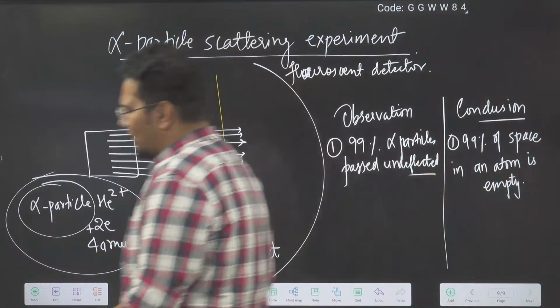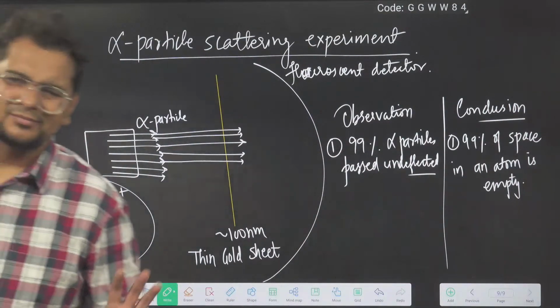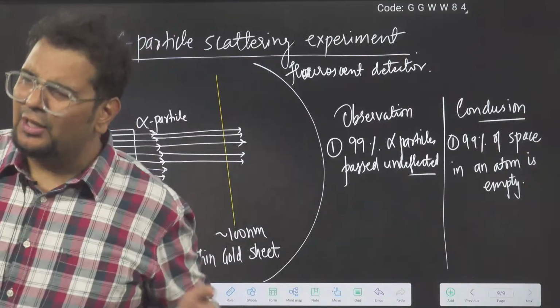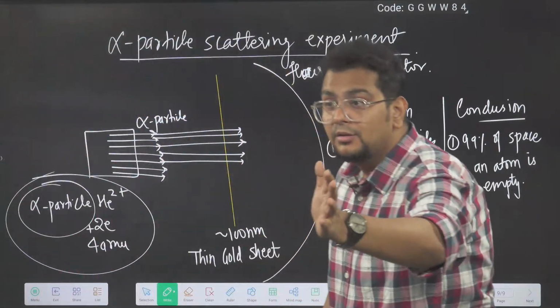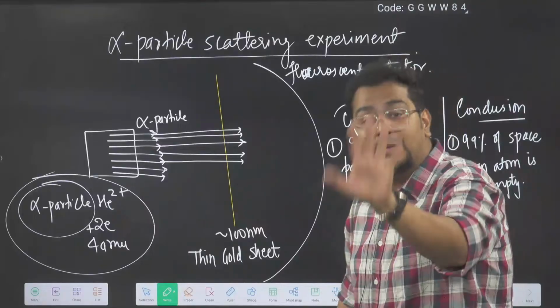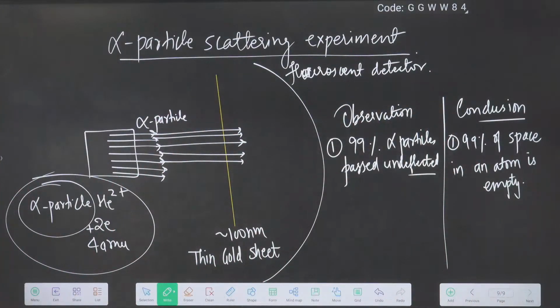This much brain are you able to apply or not? Arey bhai, if elephants were there, we understand it will cross. But crossing as if nothing is there means nothing is there. So 99% of the space in an atom is empty. First point, observation and conclusion, clear.